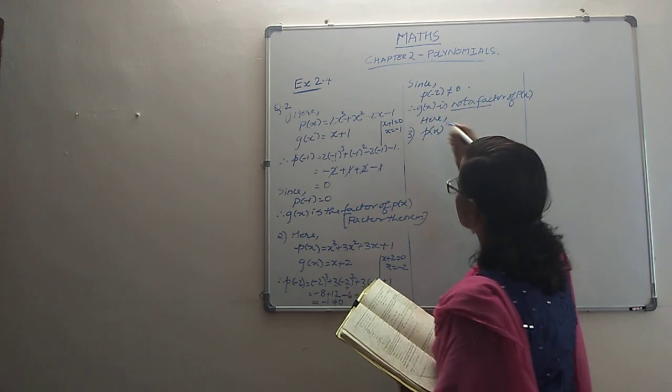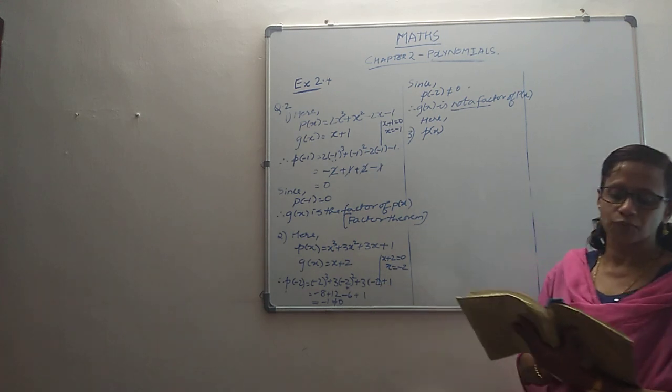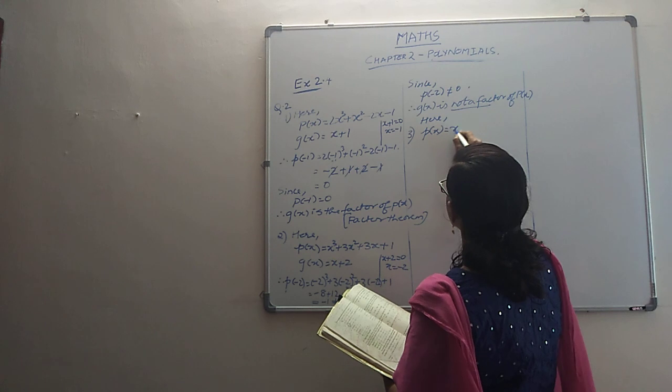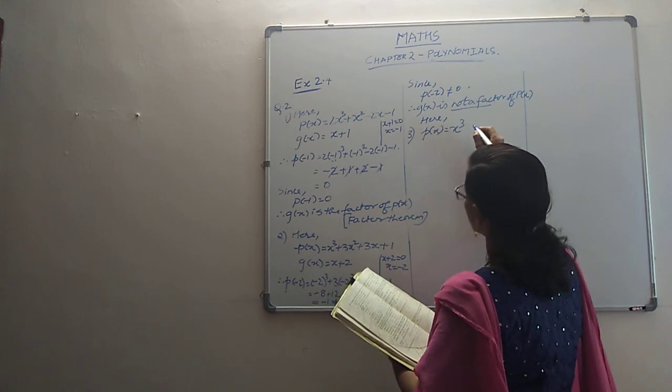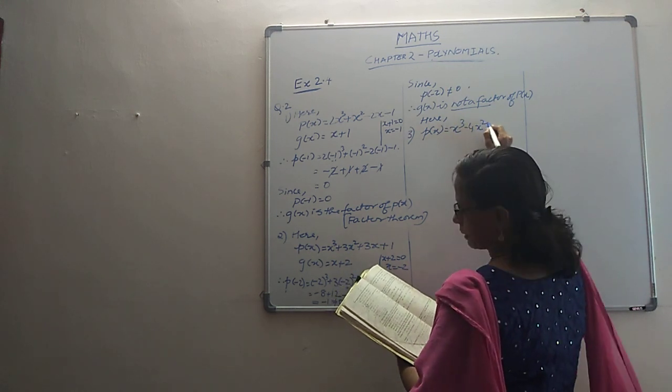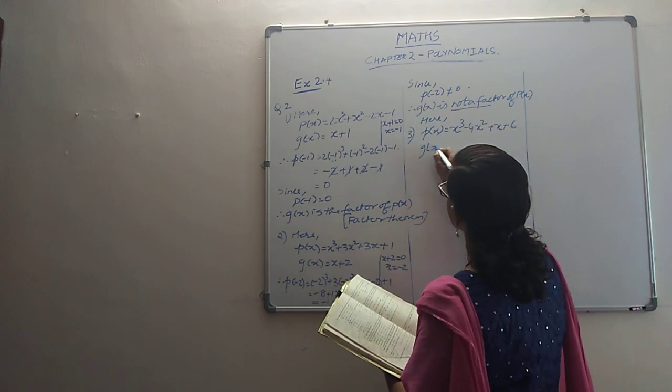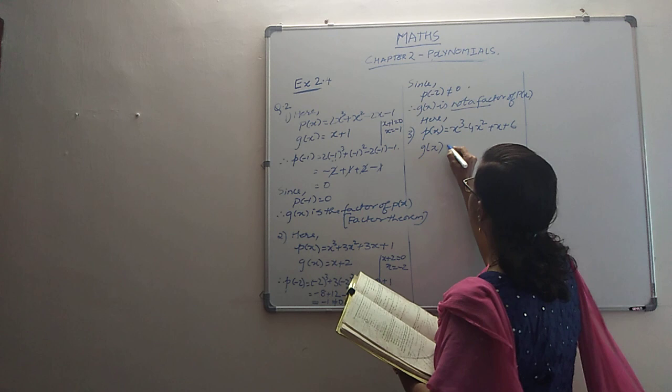here p of x is given as x cubed minus 4x squared plus x plus 6. So let's write it down. It's x cubed minus 4x squared plus x plus 6, and the g of x is given to us as x minus 3.